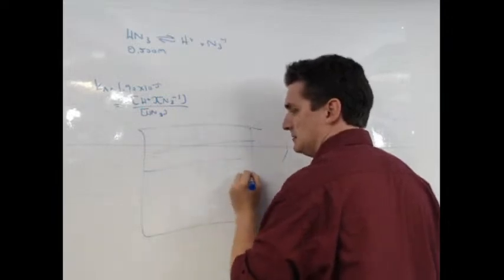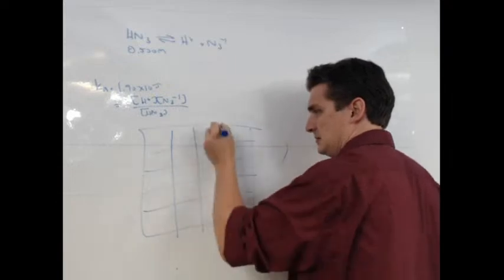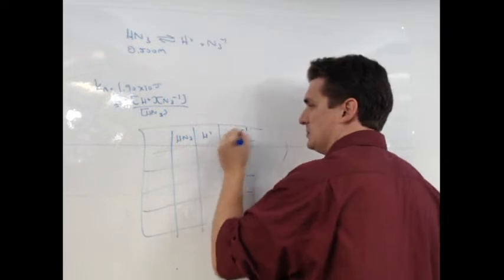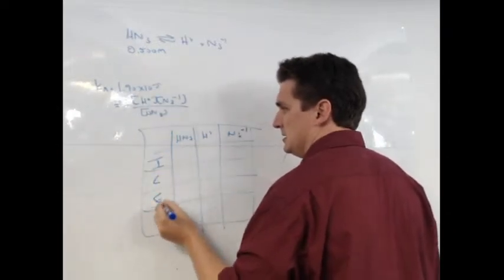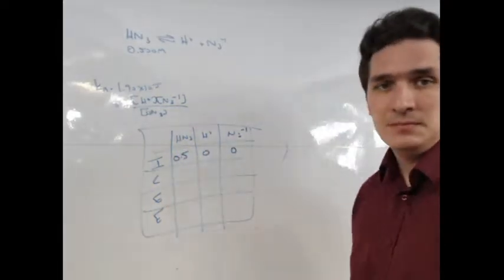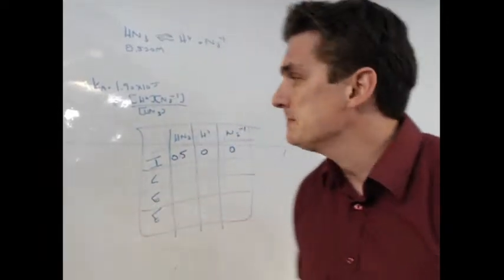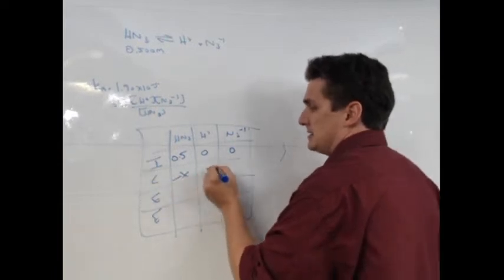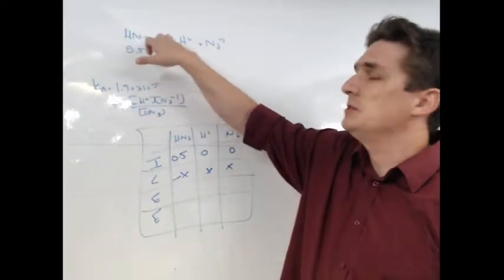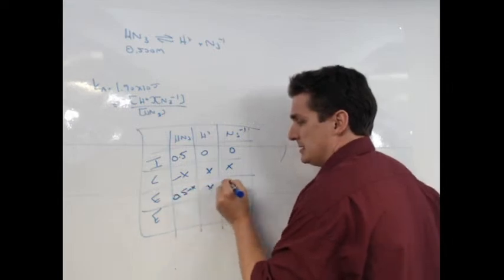Need my ICE table. So I have HN3, H plus, N3 minus 1, initial, change, end. Initial for HN3 is 0.5. H plus and N3 minus are 0. We're not given them. Seems like an oddly easy problem. Change is minus X, X, and X. And again, this isn't always true. It's going to be multiplied by whatever's in front of the reaction. In this case, these all happen to be 1. So I get 0.5 minus X, X, and X.